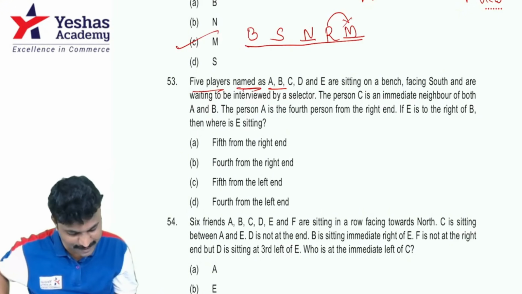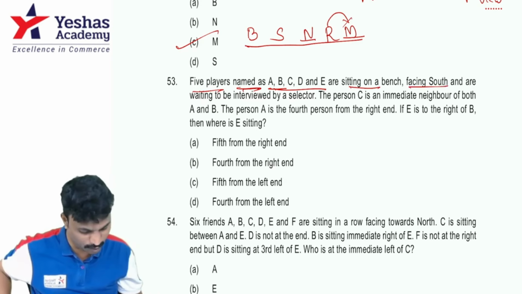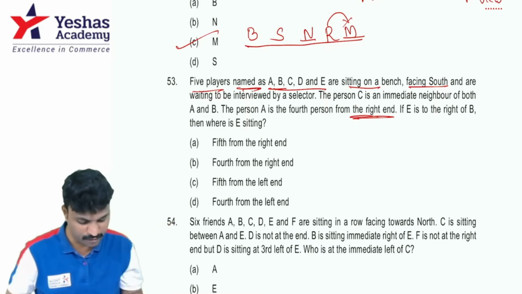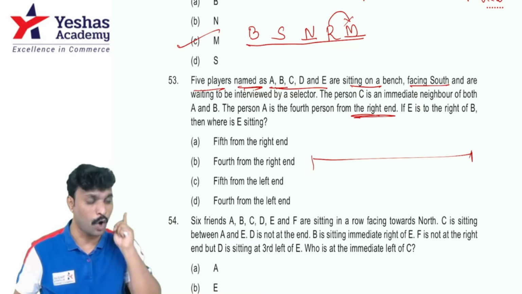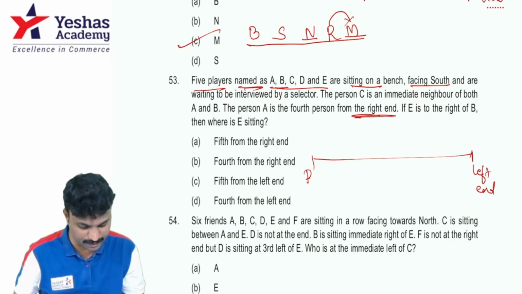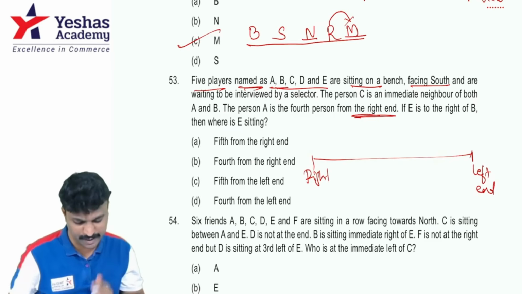Guys, 5 players named A, B, C, D, E are sitting on a bench facing south. Facing south, all right. Are they mentioning about the ends? Yes. Whenever the people are facing south and there is a mention about the ends, first of all, fix up the ends. Always remember, this is the left end and this is the right end. Always find the sure statement, guys. Out of 5 people, which one is the sure statement?